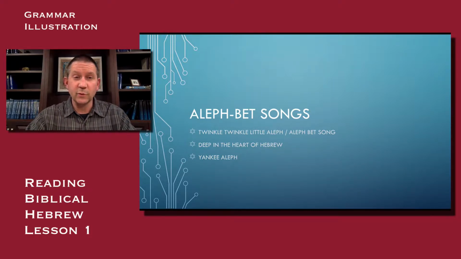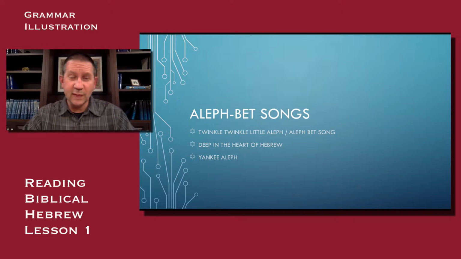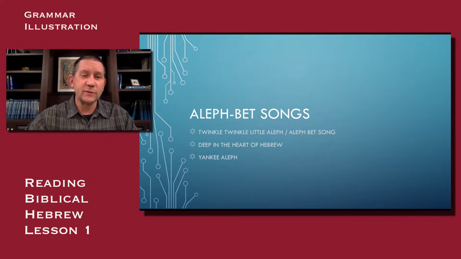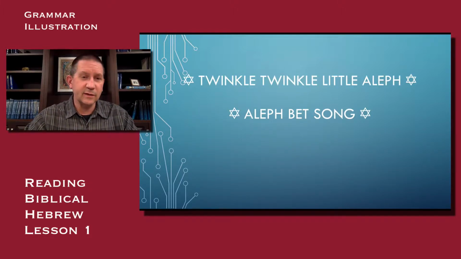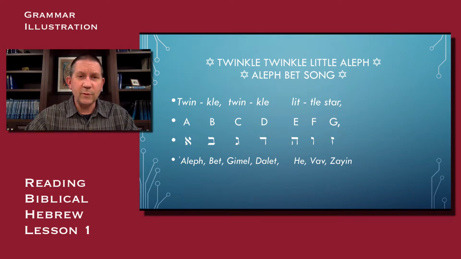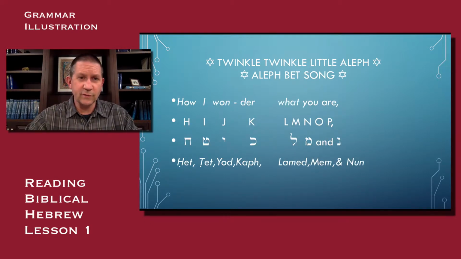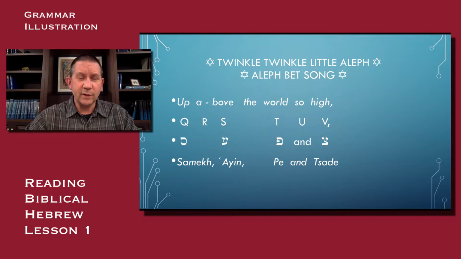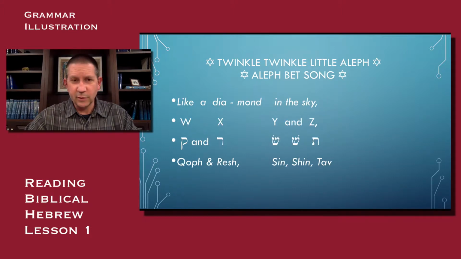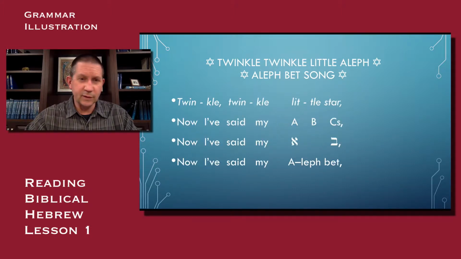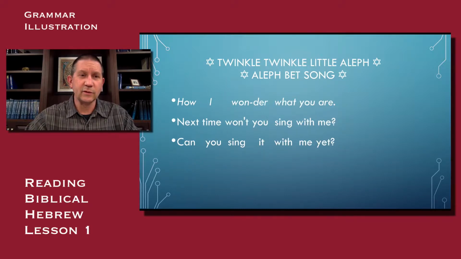One is to the tune of Twinkle Twinkle Little Star, which is also the ABC song in English, also Deep in the Heart of Texas, and then Yankee Doodle. What I'm going to do at the moment is just click through all of the slides slowly. You can come back later to this point in the video and put your sound on mute and go through whichever song that you choose at the pace that you like.